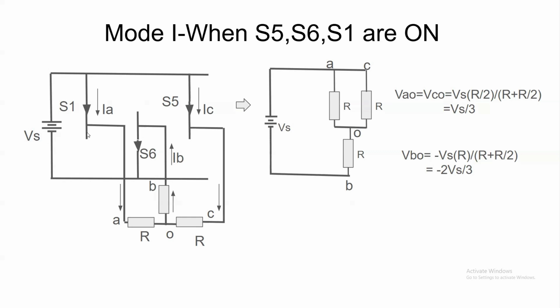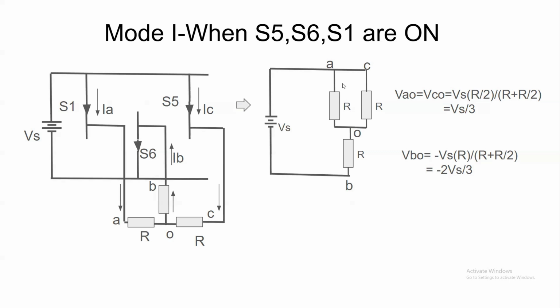Since the A terminal is connected to the plus of Vs, and the C terminal is also connected to the plus of Vs, and B is connected to the minus terminal of the Vs, we have drawn the star connected load in this fashion. Now, with this circuit, we can write the voltages across the terminals: VAO, the voltage across the terminals A and O, C and O, and B and O.